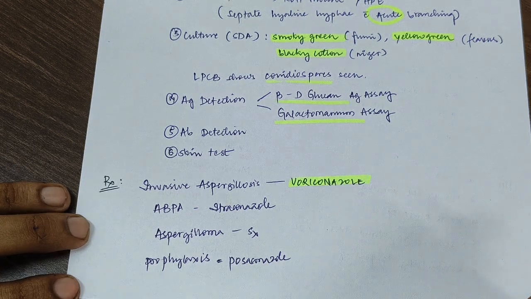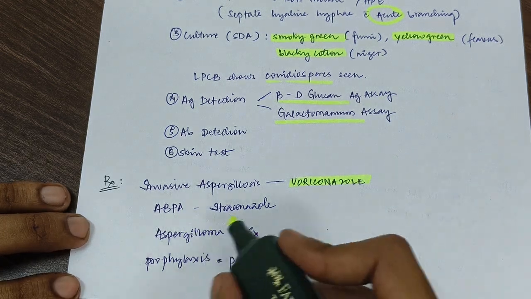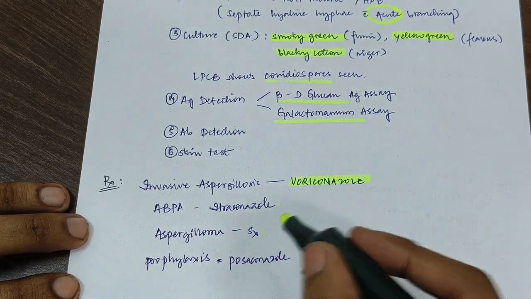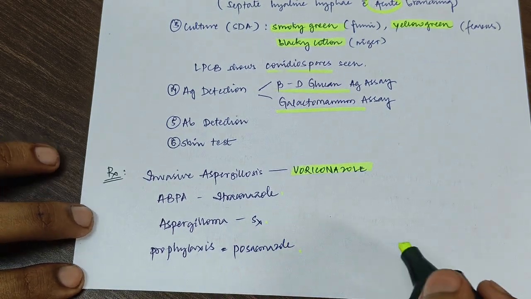Rest all invasive, it is amphotericin B, liposomal. Then ABPA, it is itraconazole, whereas aspergilloma you are going to do the surgery. For prophylaxis you are going to give posaconazole.